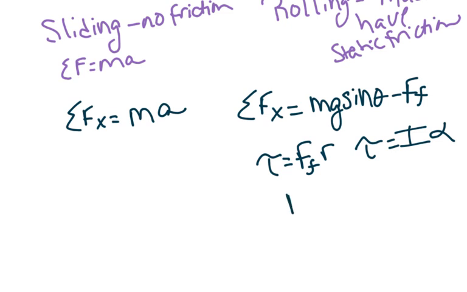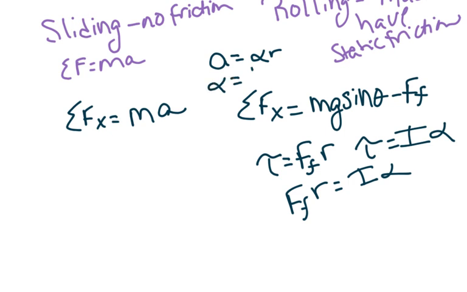So that means my frictional force times the radius, let me make my radius look more like a variable, has to equal the rotational inertia times the angular acceleration. We learned previously that linear acceleration is equal to the angular acceleration times the radius. So we can rearrange this to solve for the angular acceleration.